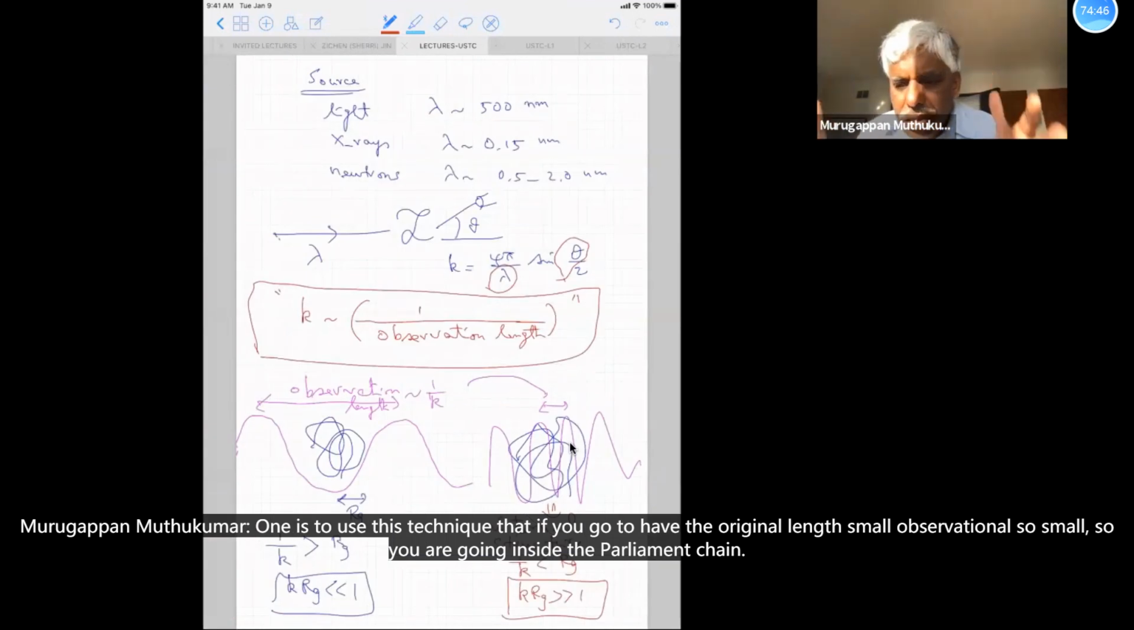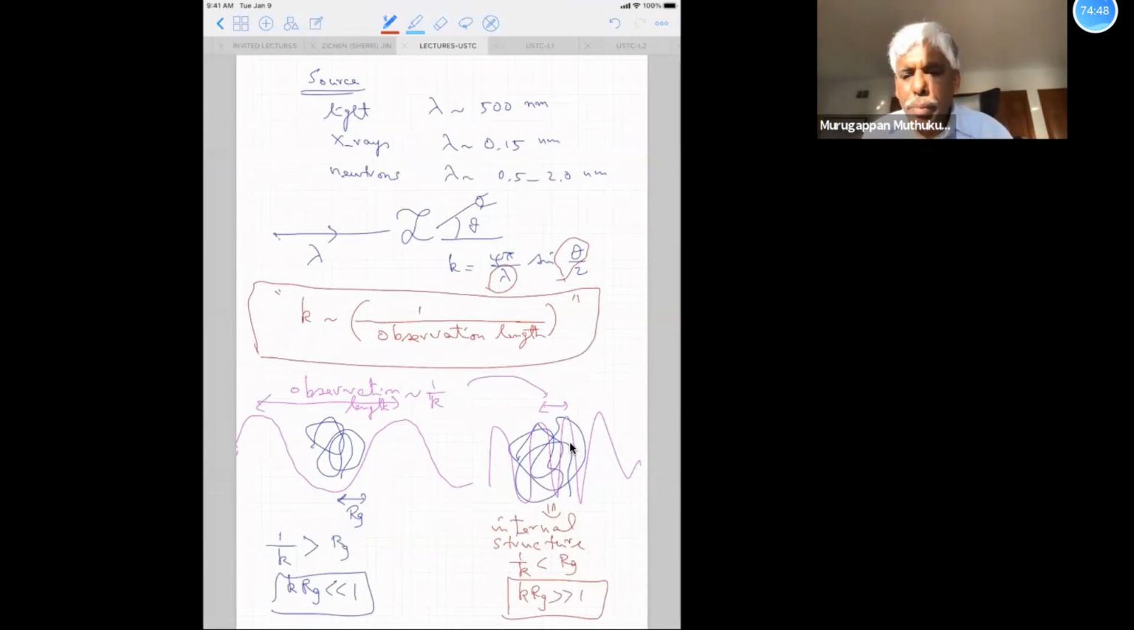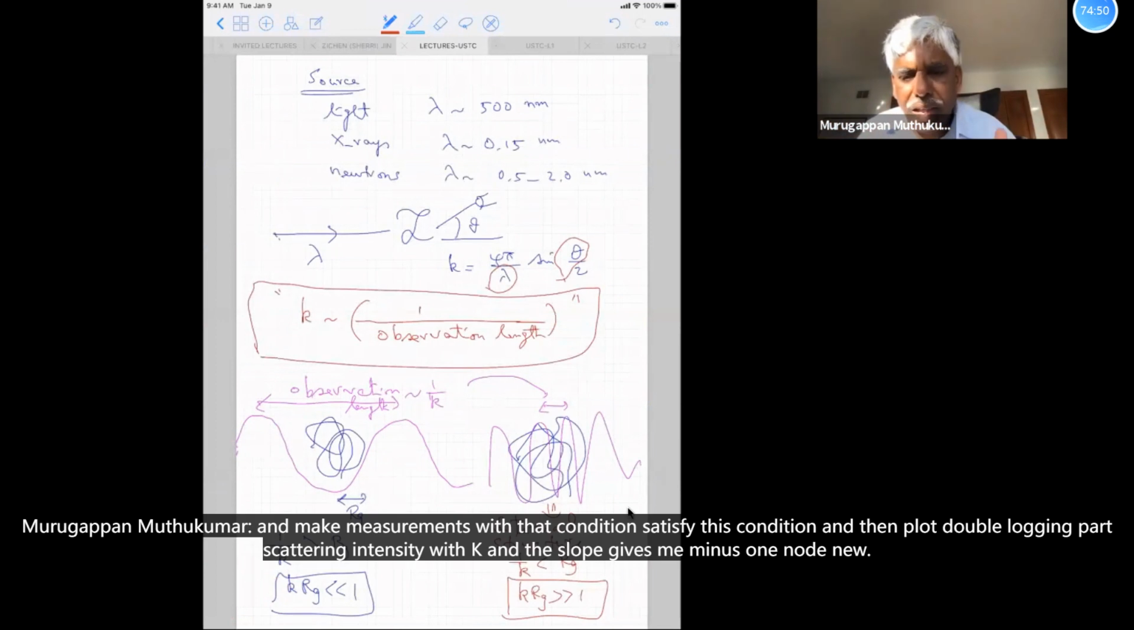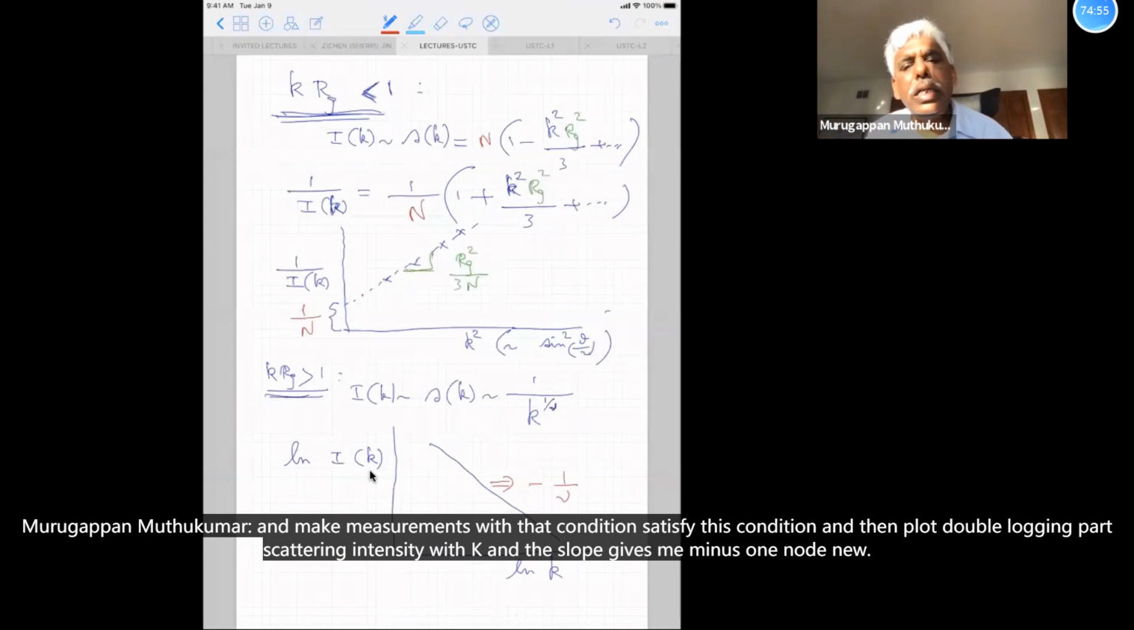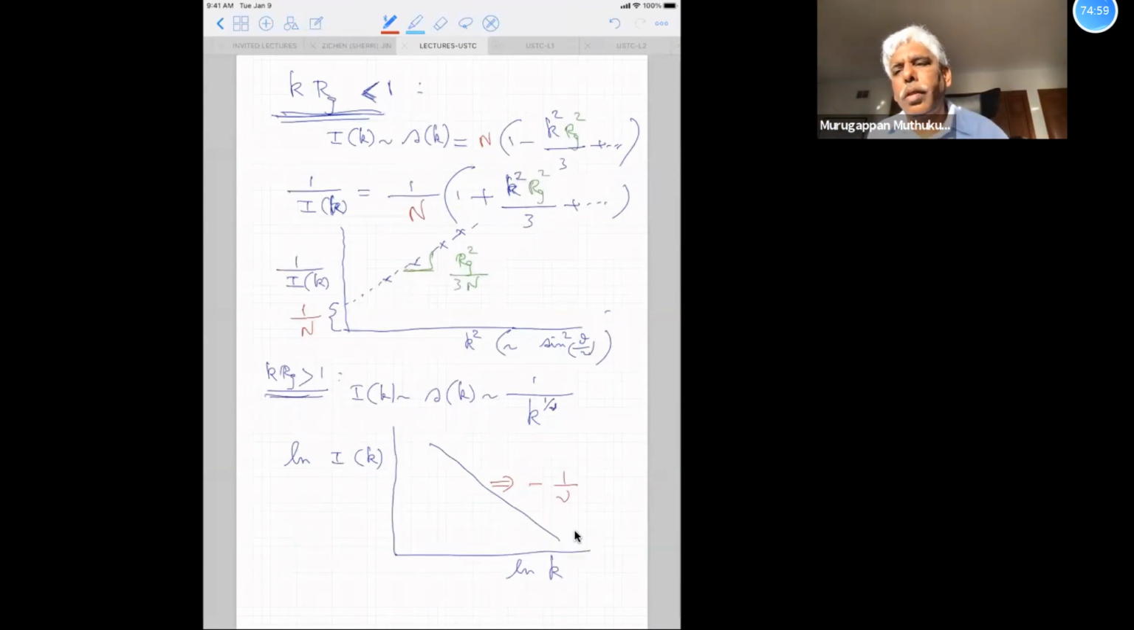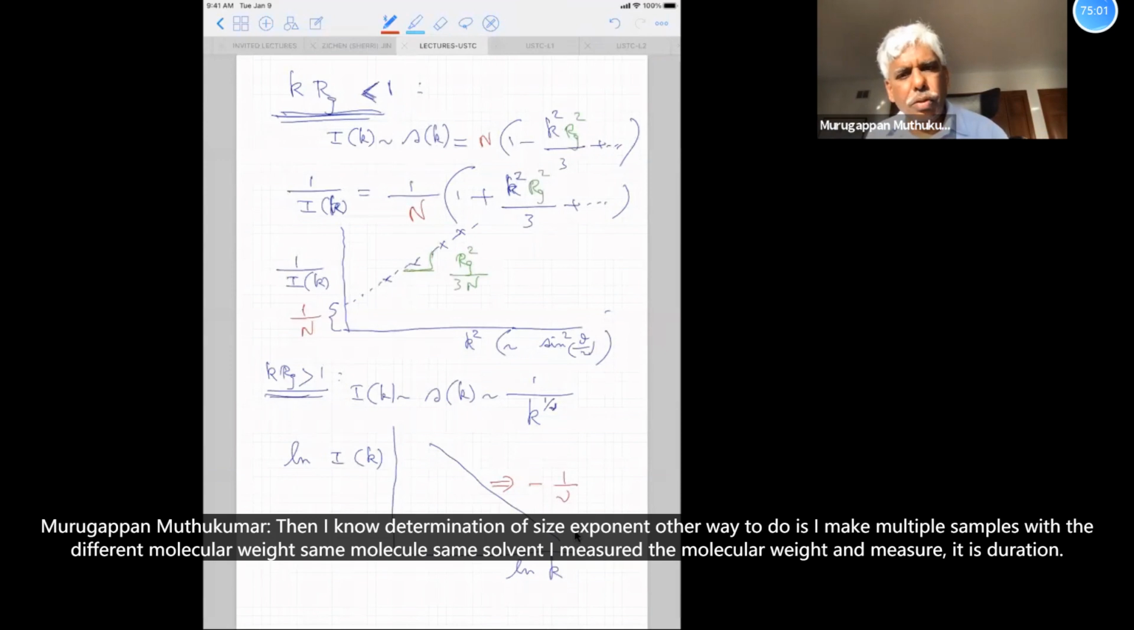So you're going inside the polymer chain and make measurements with that condition satisfied, and then plot, double logarithmic plot, scattering intensity versus k, and the slope gives me minus 1 over mu. Then I know the determination of the size exponent.